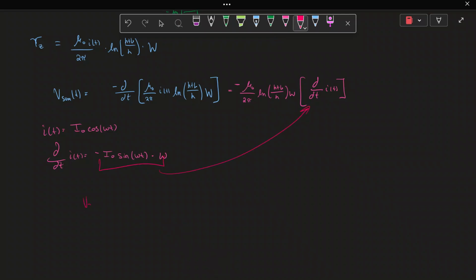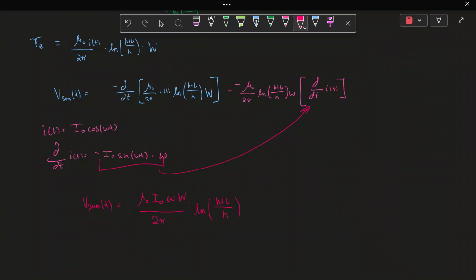So now V sum of t, or your answer for part A, is equal to, remember we have a negative here and a negative here? They cancel. So we're left with mu naught, I naught, omega, w, divided by 2 pi, and the natural log of h plus L over h.